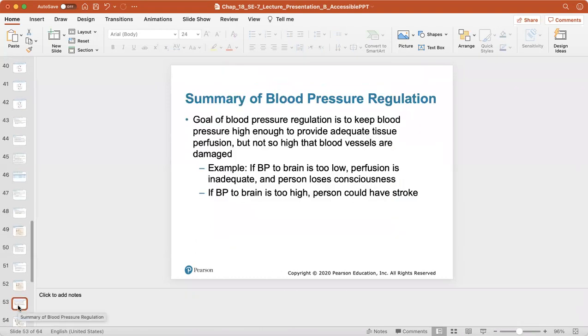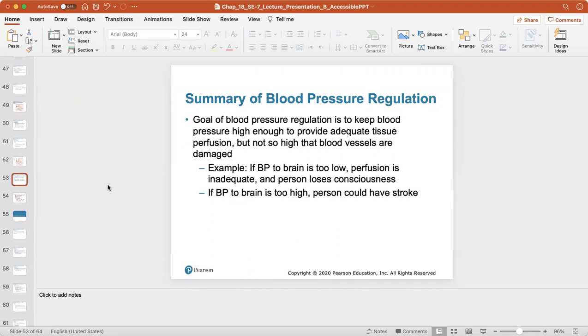So, a summary of blood pressure regulation mechanisms. The goal of blood pressure regulation, again, is to keep blood pressure high enough to provide adequate tissue perfusion or diffusion, but not so high that blood vessels are damaged. For example, if blood pressure to the brain is too low, perfusion is inadequate and the person will lose consciousness. If blood pressure to the brain is too high, the person could have a stroke.